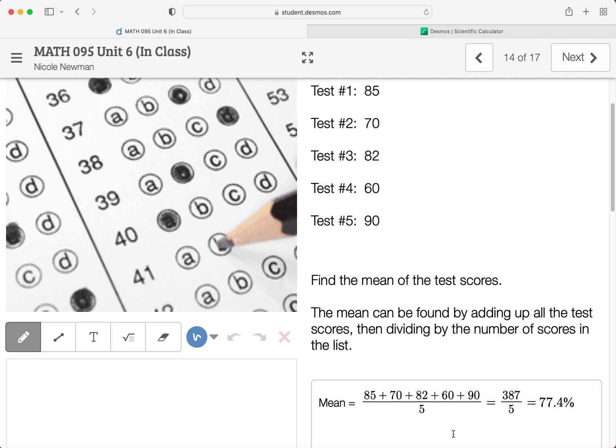Add those all together: 85, 70, 82, 60, and 90. I got 387. I need to divide that by 5 test scores. I got 77.4%. I did put the percent sign on the answer because it was a final answer. It does need to be between the lowest test score and the highest test score. The lowest test score, I think, was 60, and the highest was 90. And my answer for the average is between those two. That's pretty good news. If it's beyond that range, then we need to go back and find out what the error is.